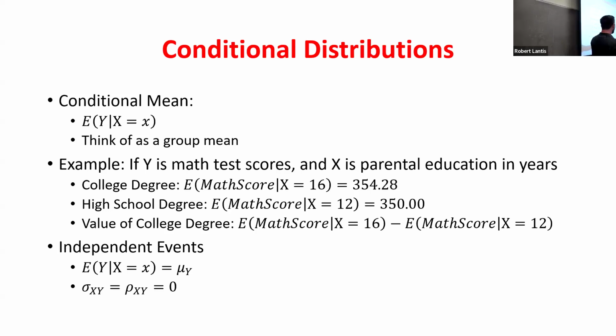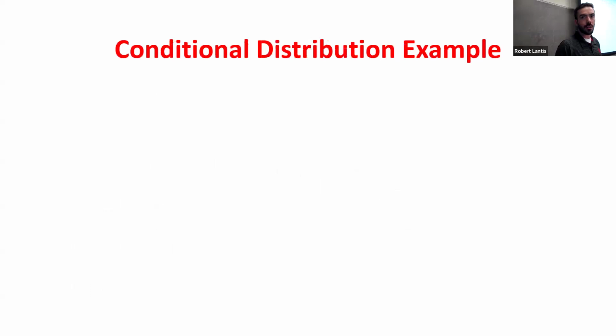So if the conditional mean is the same as just the unconditional mean, we would say these are independent events, and they would end up having a correlation of 0. Okay? So we'll use this a little bit later on in the semester. We'll punt on this. This is what I'm going to do in Stata, but we'll kick that off till next week.